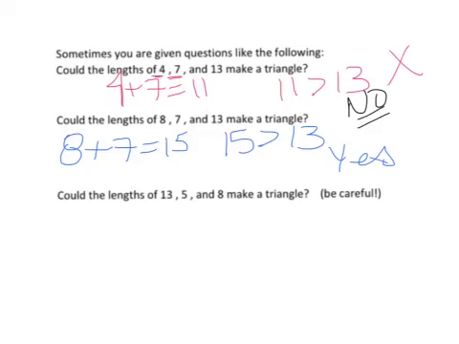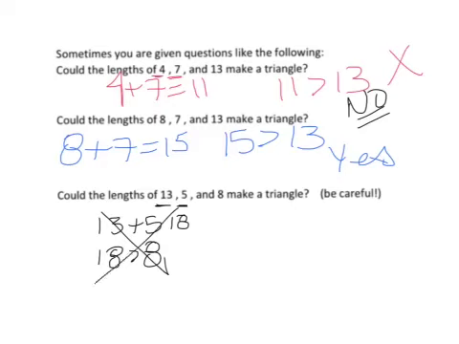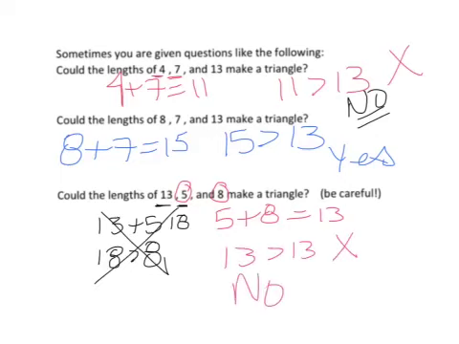Now, the last question a lot of kids get wrong, so be careful with this. Most kids would think, oh, let me just add 13 plus 5, which is 18, and 18 is greater than 8, but that would be incorrect. You want to find the two smaller sides of the triangle, which in this case are the 5 and the 8. You need to add those together. 5 plus 8 is 13. And is 13 greater than 13? The answer is no. So you could not make a triangle with side lengths 5, 8, and 13.